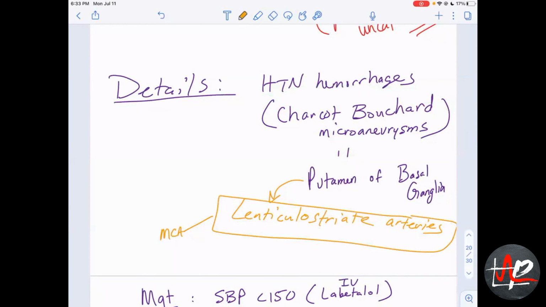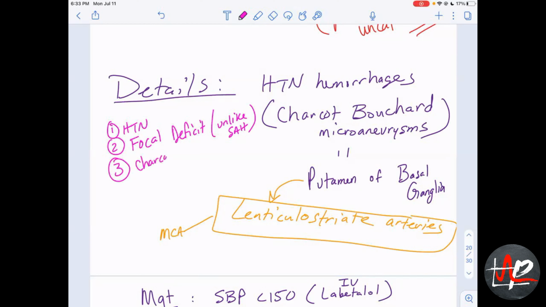So basically, how I work through this in my head, just to recap. One, they have hypertension. Two, they have some kind of a focal deficit, and that's unlike your subarachnoid hemorrhage. Three, I see if they have any Charcot-Bouchard, and that's oftentimes going to be at the putamen from the lenticulostriates.